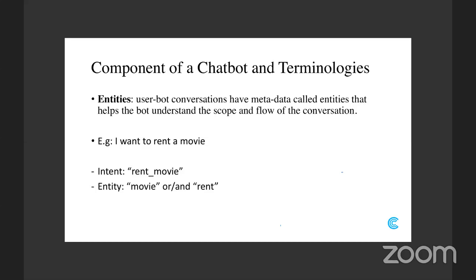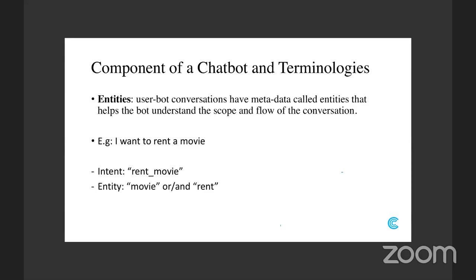So look at the example here. What the bot extracts is what? The entity. So the example here is I want to rent a movie. That's the utterance I'm making. Can I rent a movie? I want to rent a movie. Rent me a movie, however you're saying it, right?